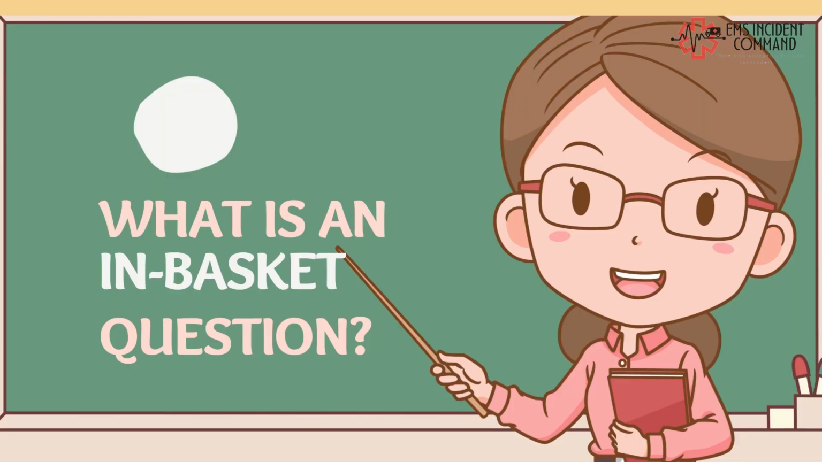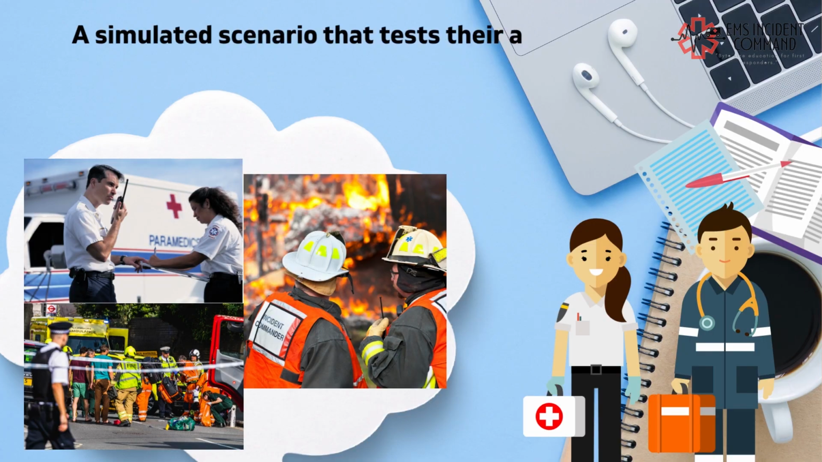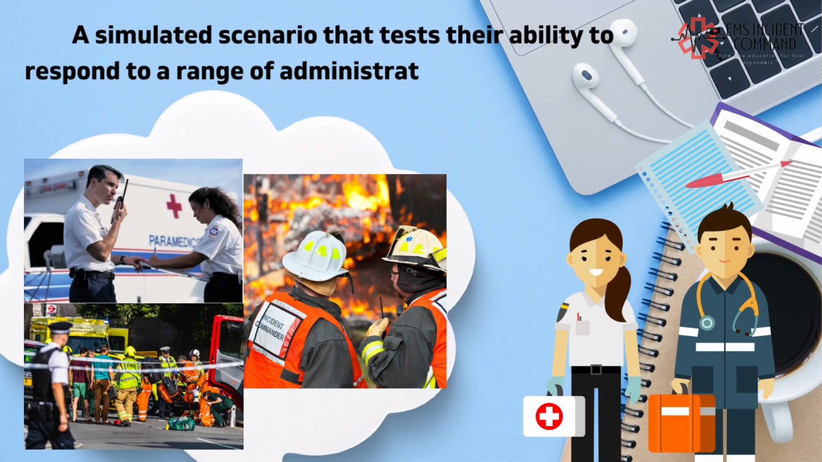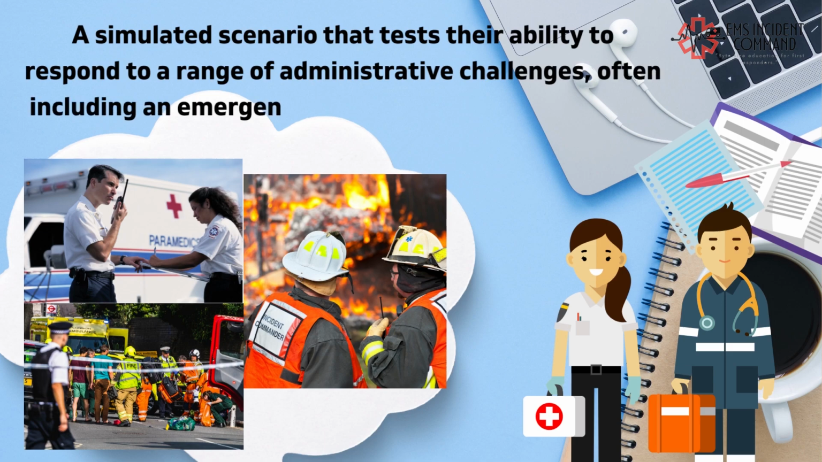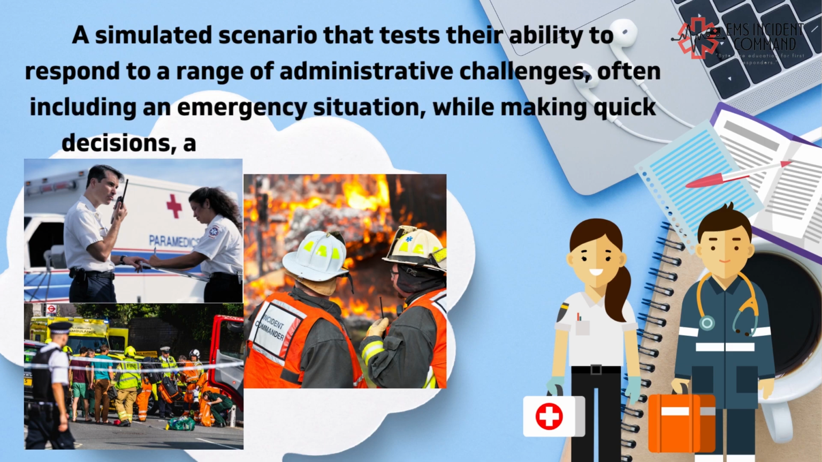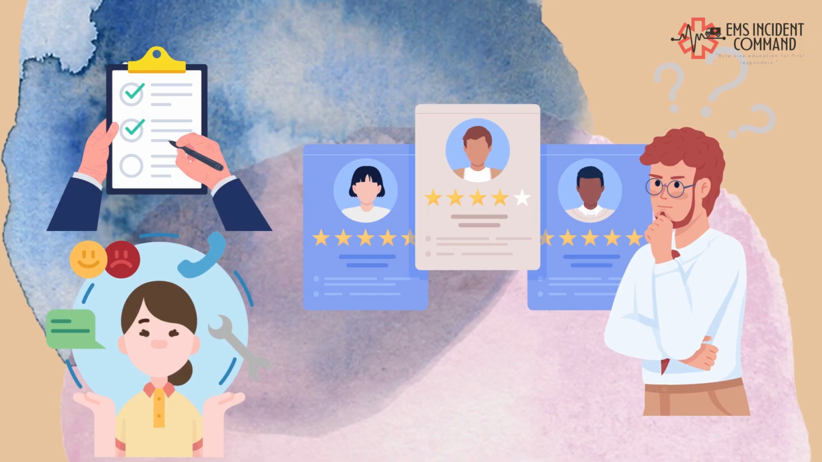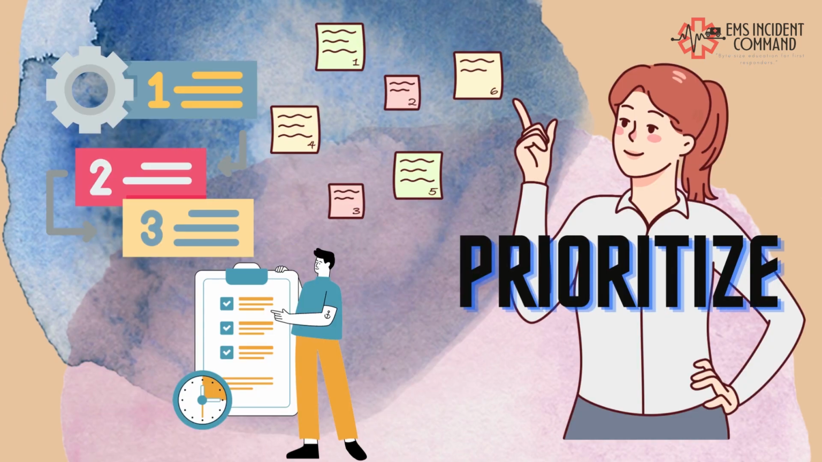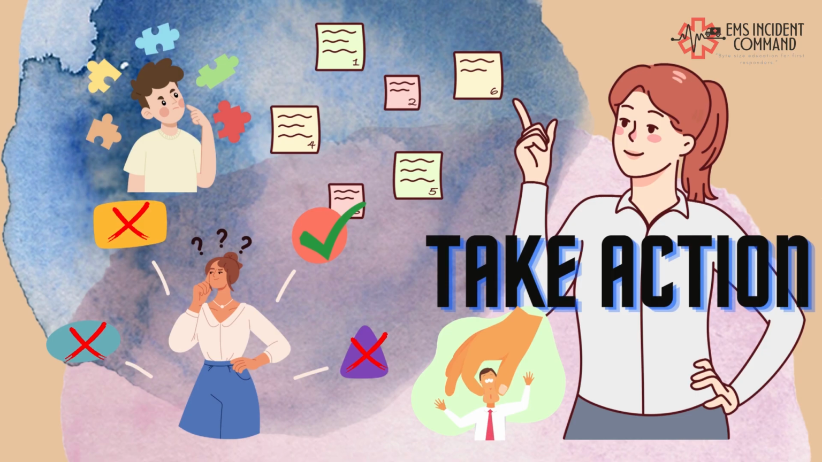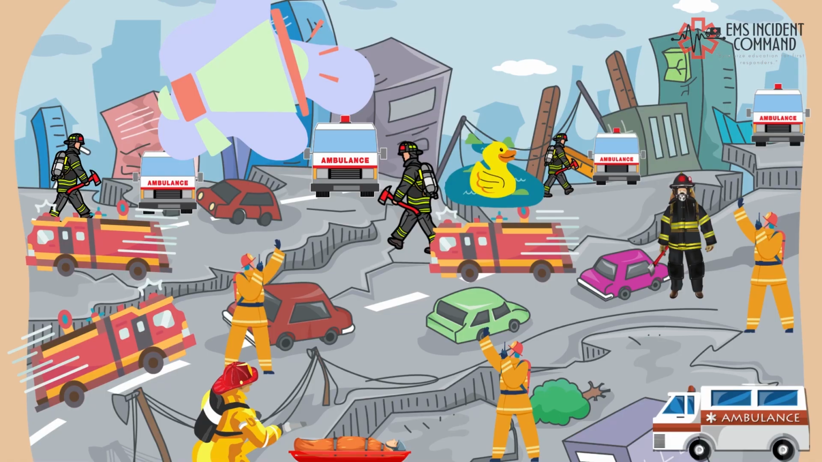An inbox or in-basket test question for an EMS officer or chief could be a simulated scenario that tests their ability to respond to a range of administrative challenges, often including an emergency situation, while making quick decisions and prioritizing resources effectively. The inbox test question may include email communications, reports, or other types of documents that the testing candidate must review, organize, prioritize, and respond to in a timely and efficient manner, demonstrating their ability to process information quickly and make informed decisions under pressure.